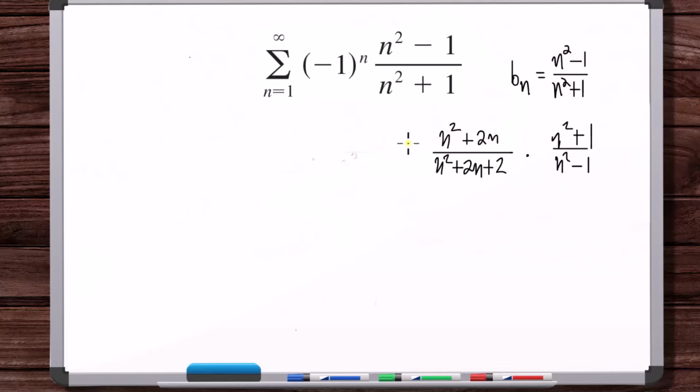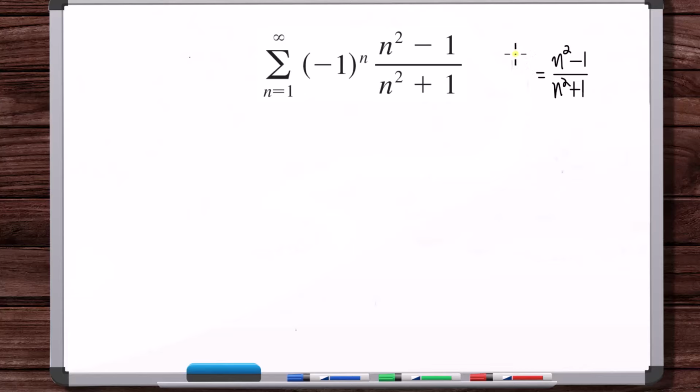Okay, I think I see what we need to do. We need to test for absolute convergence. That's what I should have been doing. I messed this up. Is this series convergent?